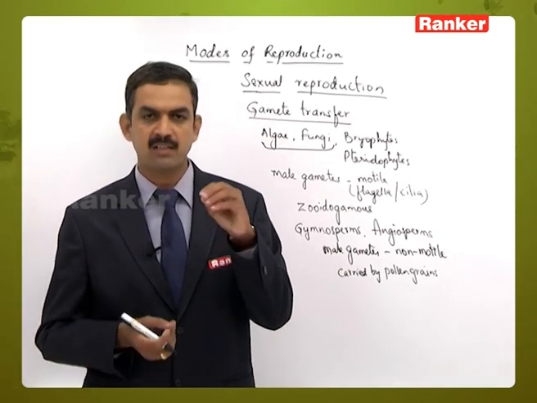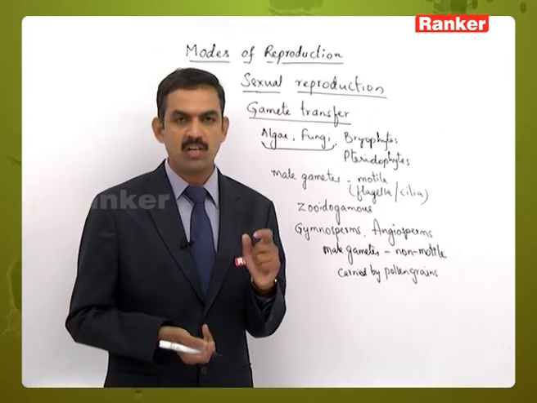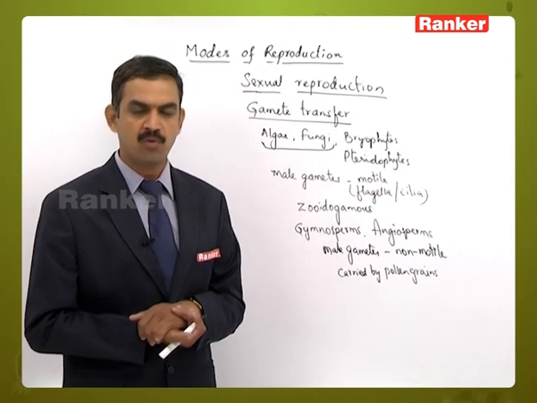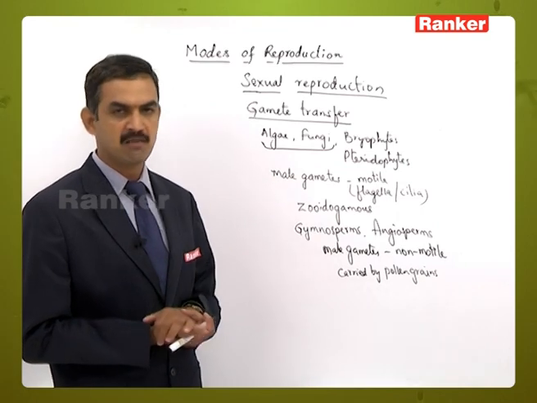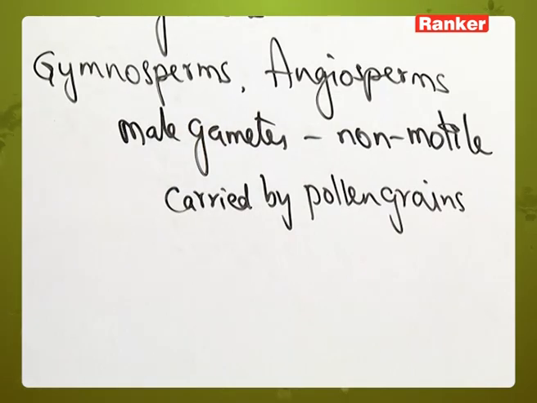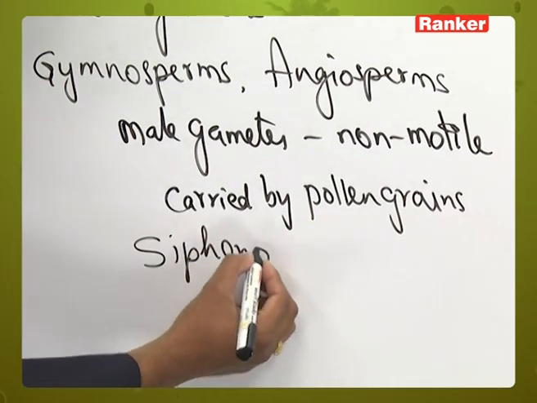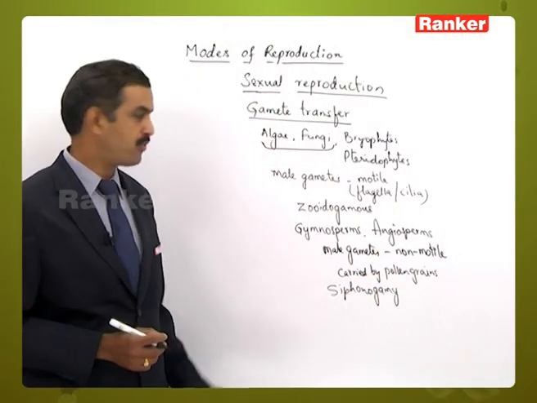When they reach the stigma, they start germinating on the stigma and start producing the pollen tube. That pollen tube, which contains the male gametes, will reach the female structures, that is the ovary and ovule, where the male gametes are released so that fertilization will take place. So this condition, where in gymnosperms and angiosperms the male gametes are non-motile but carried by pollen grains, is called siphonogamy.